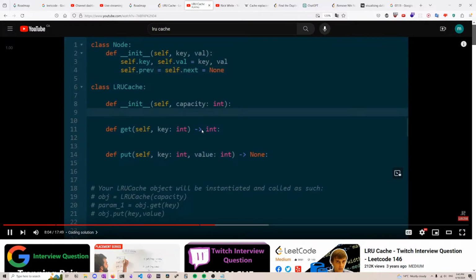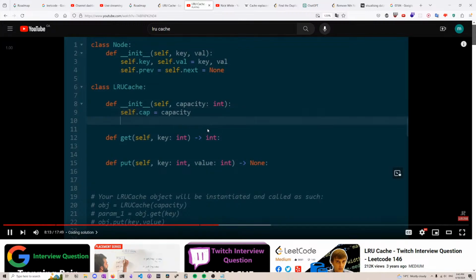Now when we actually get into the LRU class, we know that the capacity needs to be stored because we want to know if we ever go over that capacity. We also need a hash map, and I'm going to call that our cache. And remember, this is going to map the key to nodes.